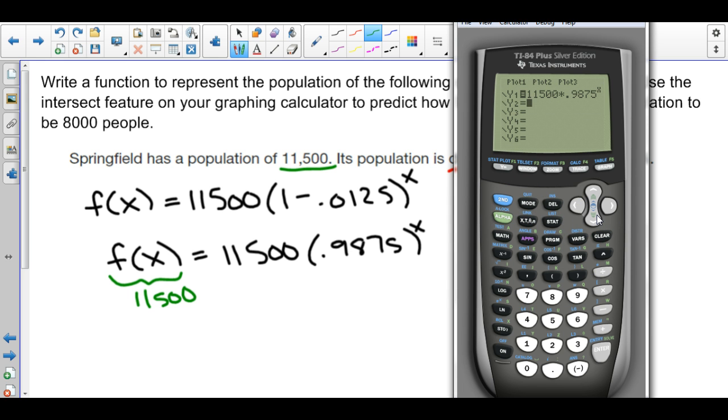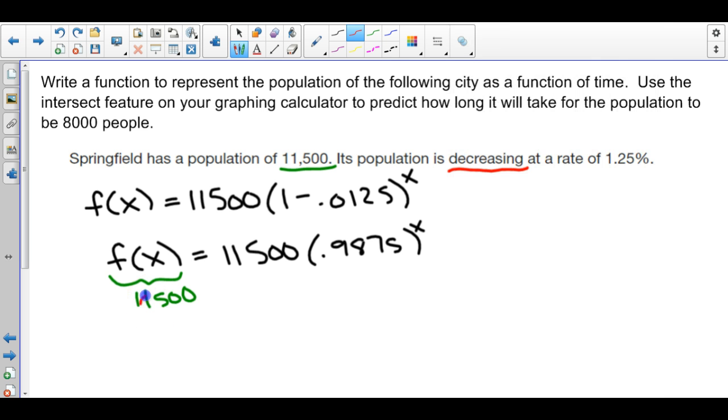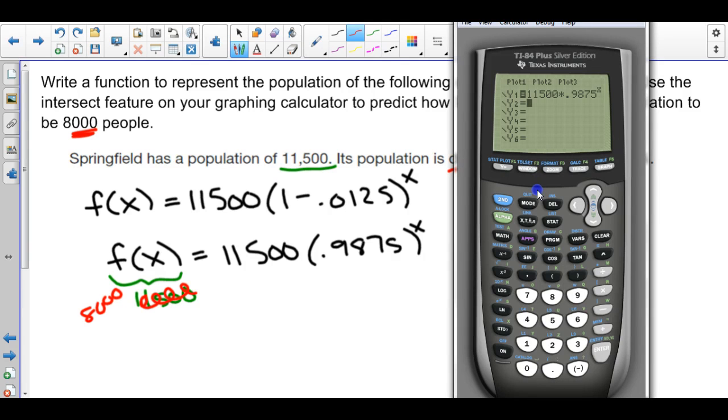And in for y2, I'm going to substitute the value of 8,000 people. I'm sorry, it looks like I did make a mistake earlier. This should have been 8,000 from the story problem up here. So we're going to predict when the population is going to reach 8,000. It started off at 11,500. Sorry if that confused you. Okay, so now in for y2, we're going to substitute the population of 8,000.